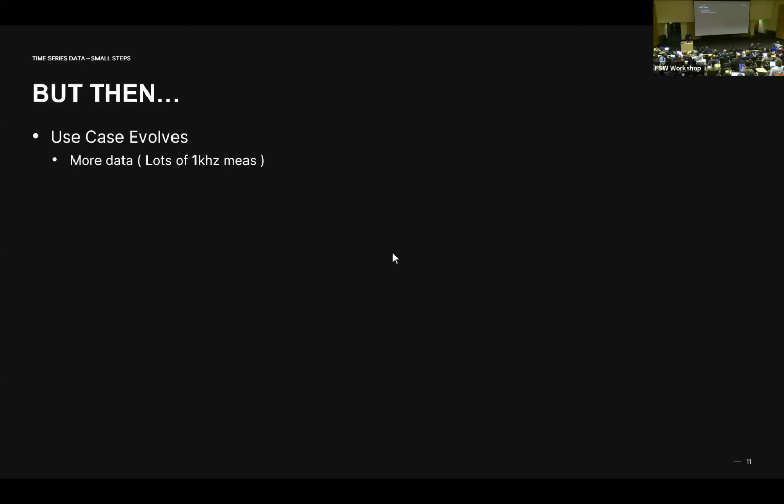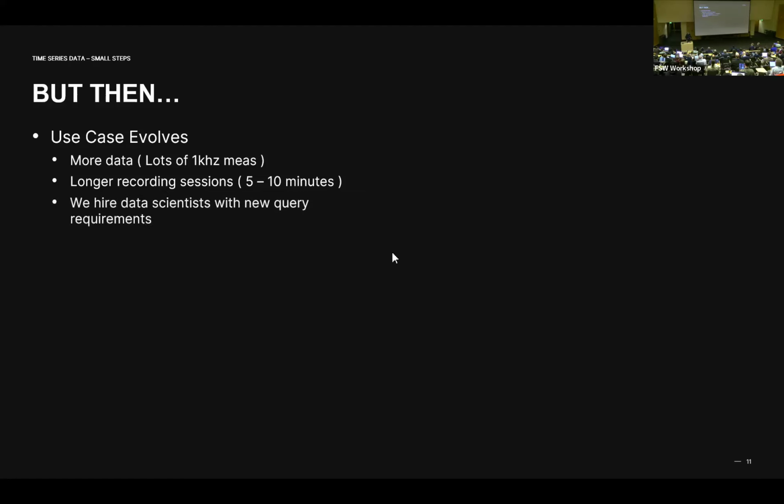We have more data. I mentioned those bad words, kilohertz and megahertz, they start coming to roost. We have lots and lots of data. We're having longer recording sessions instead of hitting a button for a couple of seconds. They're doing 5-10 minutes. We hire data scientists. They have new query requirements. They say, I want these 4 measurements, all at the same rates. I want to do min, max, or interpolation down to the nanosecond level. Sometimes it's last value, sometimes it's min, max. We want to take 3 measurements at disparate rates and frame them up and serve them up so it looks sensible on a squiggly graph. We want moving aggregates. We want windowing, all the sorts of stuff that our data scientists want.